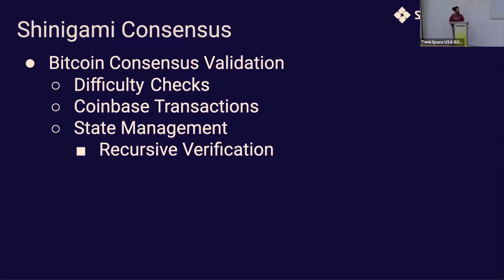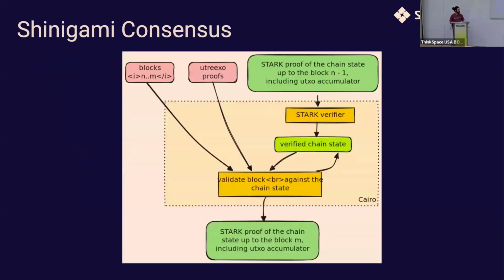Shinigami consensus also does things that you might have heard from a previous project called ZeroSync, where it does difficulty checks, ensuring that Coinbase transactions are valid, and things like that. So you can ensure that the Bitcoin consensus rules are followed properly through a Stark proof. And this is an image of how that works.